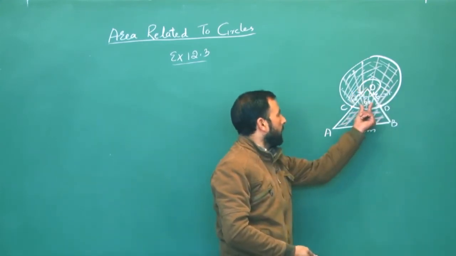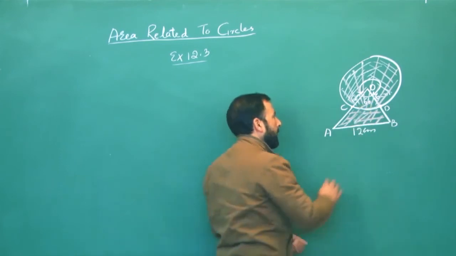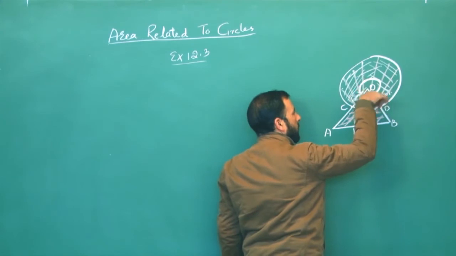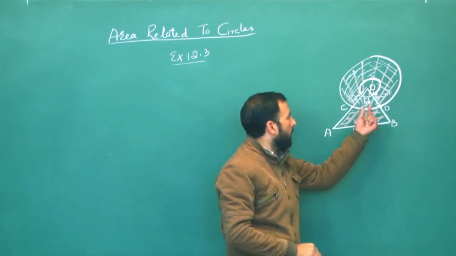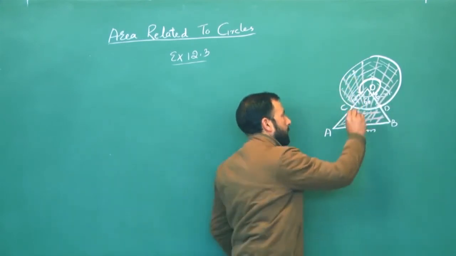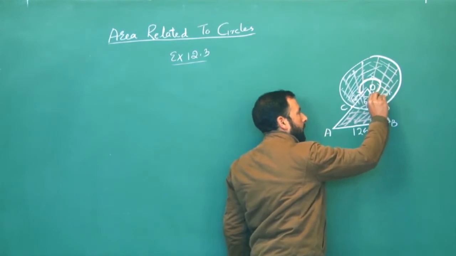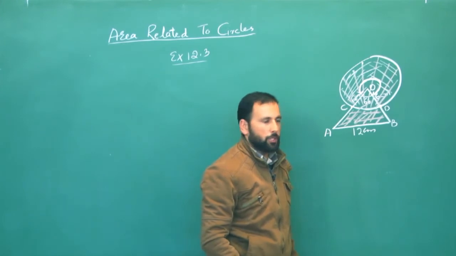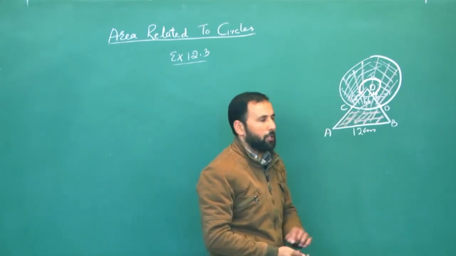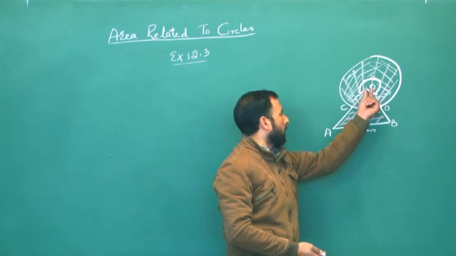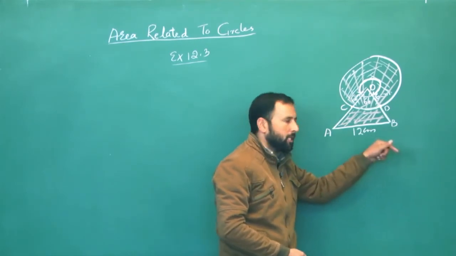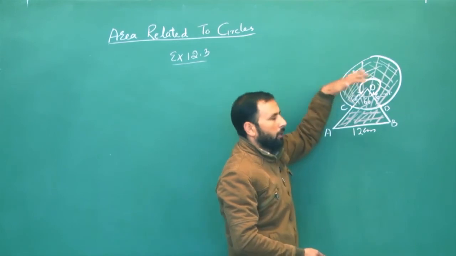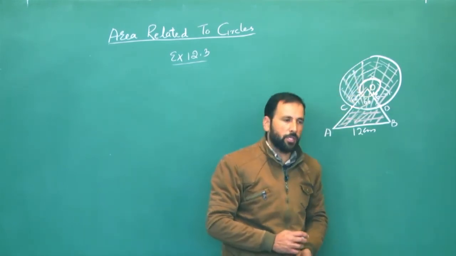Clearly, this angle is equal to 60 degrees and this one is the major sector angle. So it is equal to 360 minus this 60 degrees angle. That means the major sector angle equals 300 degrees. So how to find out the area of the shaded region? Area of the equilateral triangle OAB plus area of the major sector. So the angle of the major sector is 360 degrees minus 60 degrees.